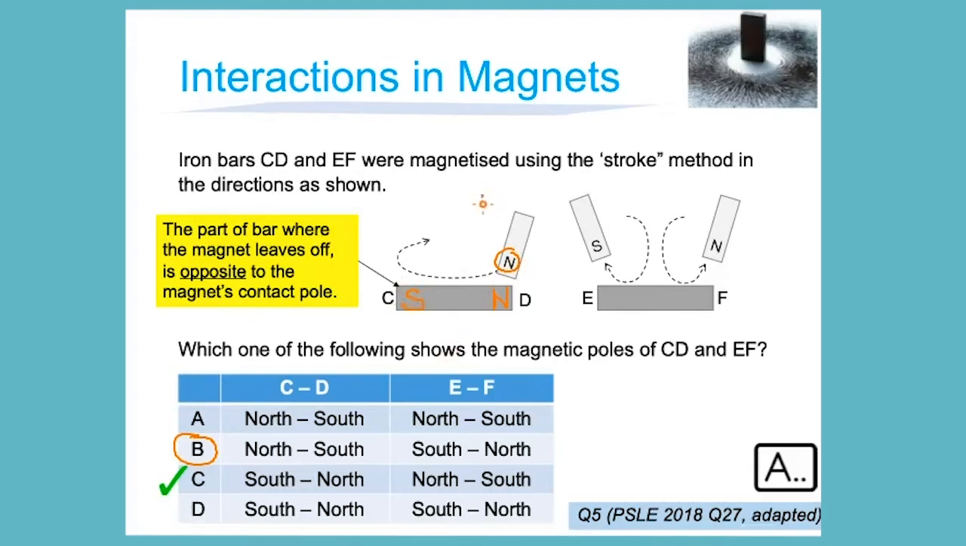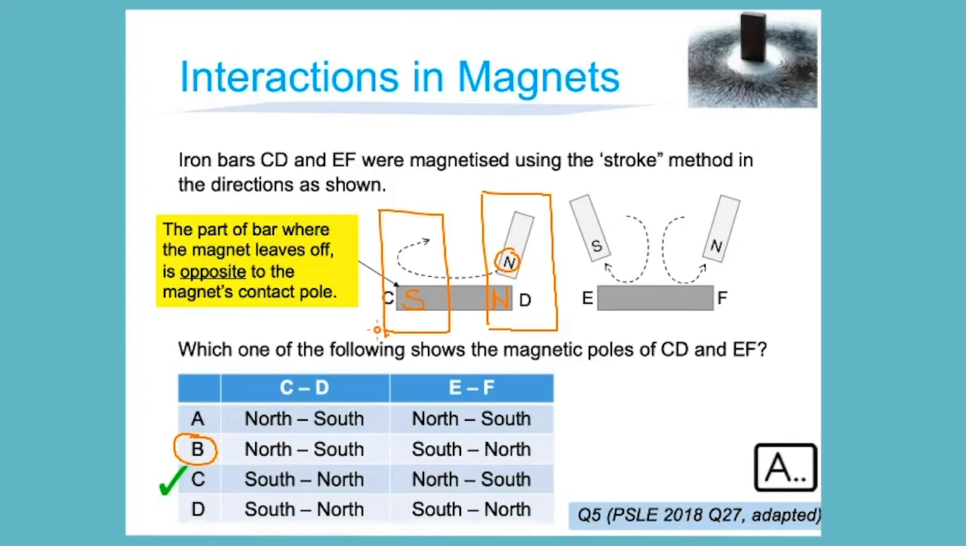So you need to remember this point. The point where the magnet first comes into contact with the bar should be of the same polarity. Then where the magnet leaves the bar, it should be of opposite polarity. Do you want to write this down into your notes so that you can remember? Where the bar first contacts the magnet, they will be of the same polarity.